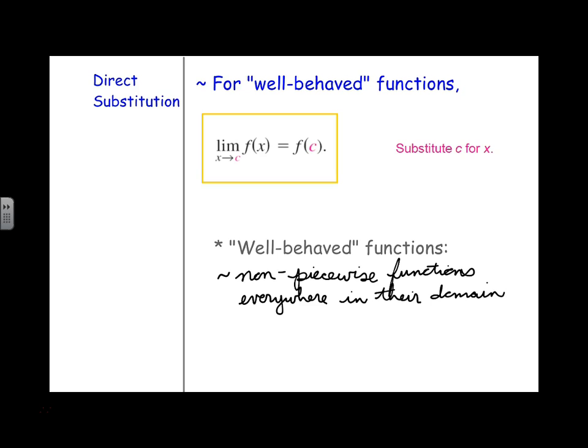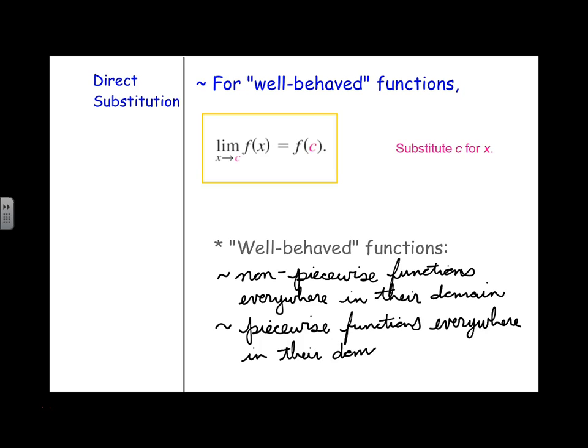It's not going to be well-behaved at a hole. It's not going to be well-behaved necessarily at a vertical asymptote or at a jump. But otherwise, besides those places, non-piecewises are good. Piecewises are also good. Piecewise functions are also well-behaved everywhere in their domain also, because they might have holes or vertical asymptotes you have to watch out for as well.